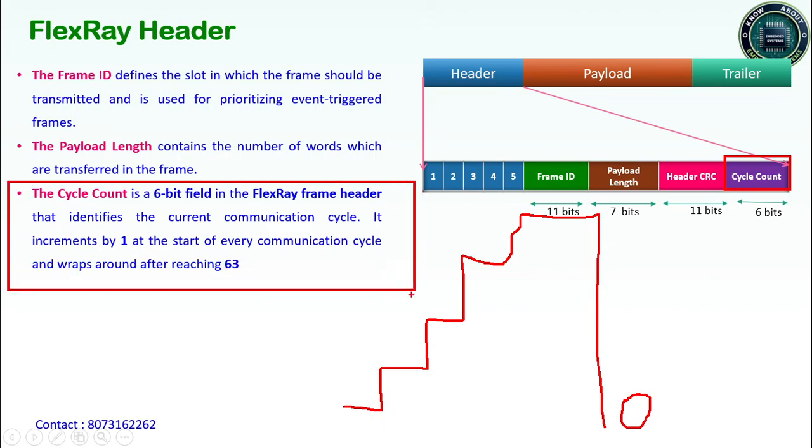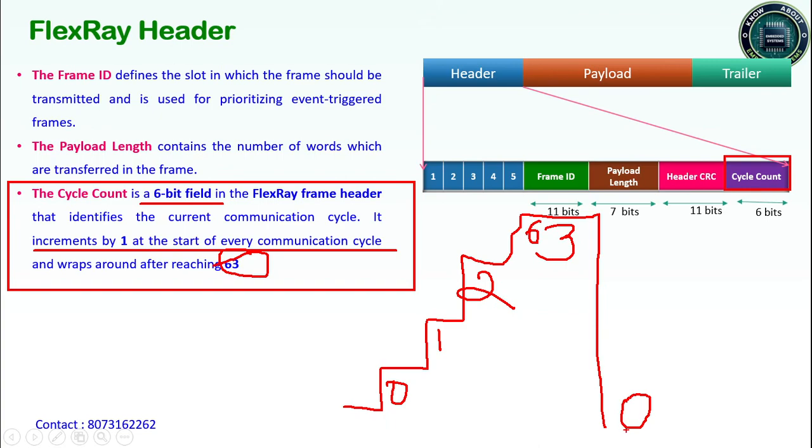See the definition. The cycle counter is a 6-bit field in the FlexRay header, and it increments whenever you transmit one successful frame. So it increments by 1 whenever you start a new frame, and when it reaches 63, it comes back to 0. So whenever there is a successful transmission, the counter increments, and whenever it reaches 63, it comes back to 0. So this is called the cycle count.